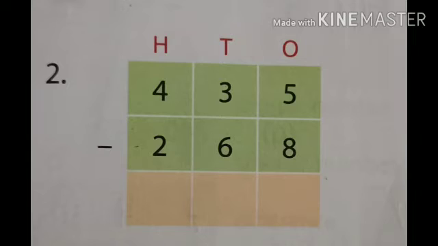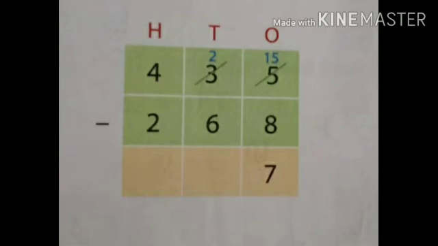Same here, children. First we have to subtract the ones. Children, here also 8 is bigger than 5. Cannot be subtracted. Children, what we have to do? We have to take 1 ten from the tens column and add it to 5 ones. Children, you know 10 ones plus 5 ones is equal to 15 ones. That means 15. Children, 15 is bigger than 8. We have to subtract 15 minus 8.